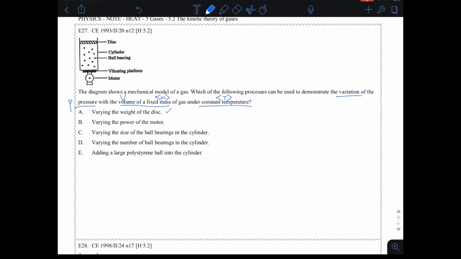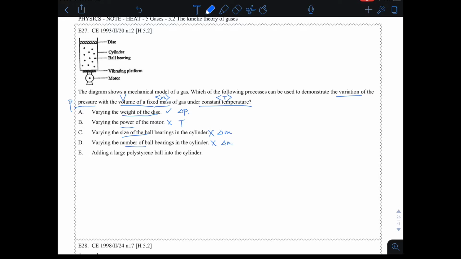Yes, because this one is related to pressure. Changing the weight of the disk means changing the pressure. Varying the power, no, because power is related to temperature. Varying the size of the ball is in fact not an option of the kinetic theory model, but if you really have to do it, then you are in fact changing the mass of the molecules. Next, varying the number of balls means you are changing the number of moles, N, which is wrong.